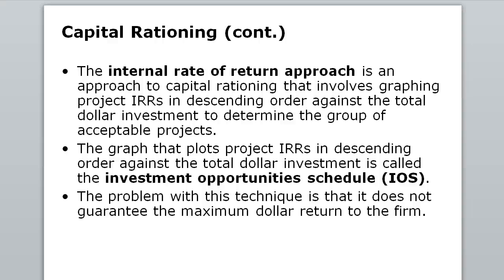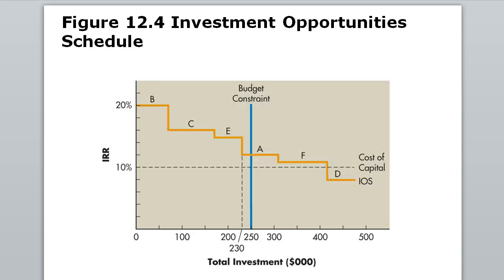Now, the graph, which we're going to show in a minute, that plots the projects on the internal rate of return in descending order against the dollars invested is called the Investment Opportunity Schedule, the IOS. The problem is that this technique does not guarantee the maximum dollar return for the firm, although it's easily understood. This is the chart right here. It's easily comprehended. So here's project B, C, and E, and our budget constraint is we can't go over 250,000. So we'd have to stop at accepting just these three projects, and project A, F, and D, we'd have to let go because we don't have enough money for them.